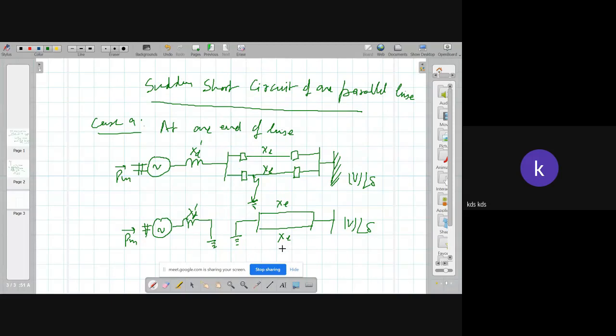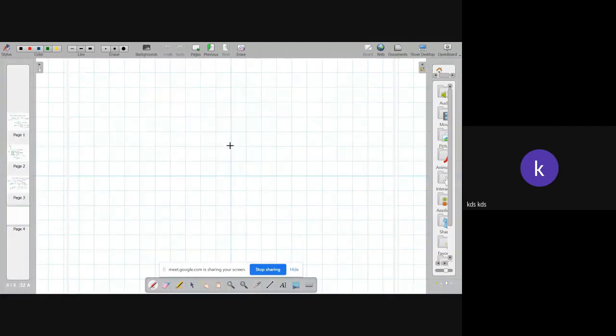Number one is pre-fault. In case of pre-fault, there is some maximum value, and the point here is that when the sudden short circuit occurs at one end of the line, the during-fault value is 0. So the during-fault value of the electrical power output is 0. And whenever the fault has been cleared, the value of the electrical power depends upon Pmax3, which is less than Pmax1.